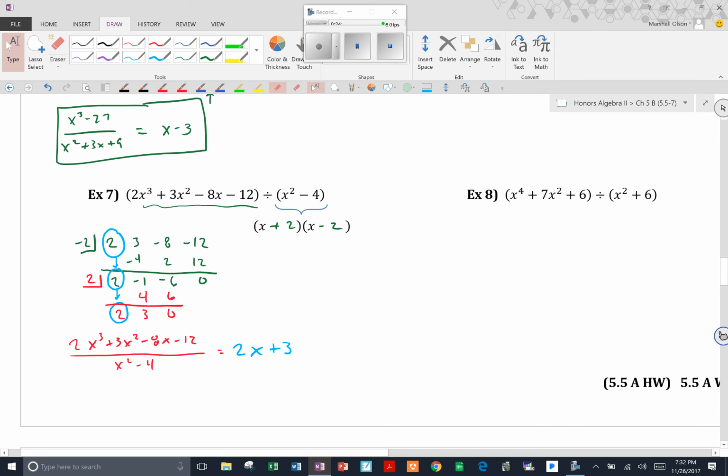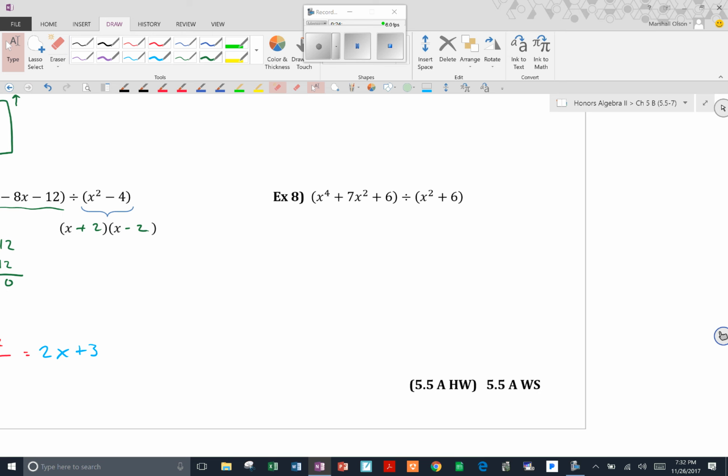All right, last one, example 8. We can't do synthetic. This thing is not factorable, so we're going to have to go right to long division. I'm going to try that factoring thing again, though. I wonder if this thing can be factored. Let's try it. We know it's got to be x squared and x squared. 6, I can go with 2 and 3. I can go with 1 and 6. But they have to add to 7. So I'm thinking that the 1 and the 6 is what I want.